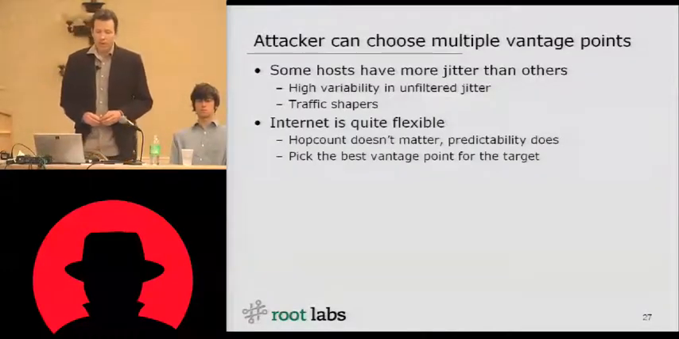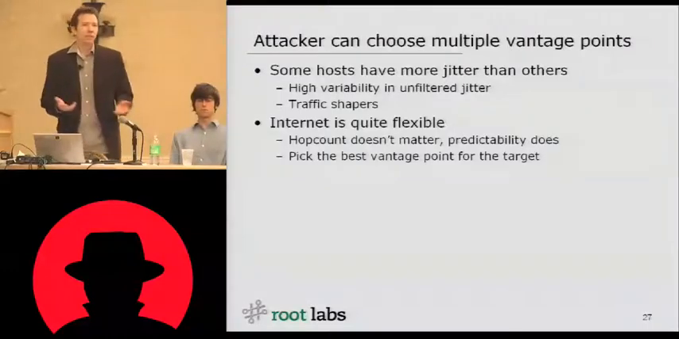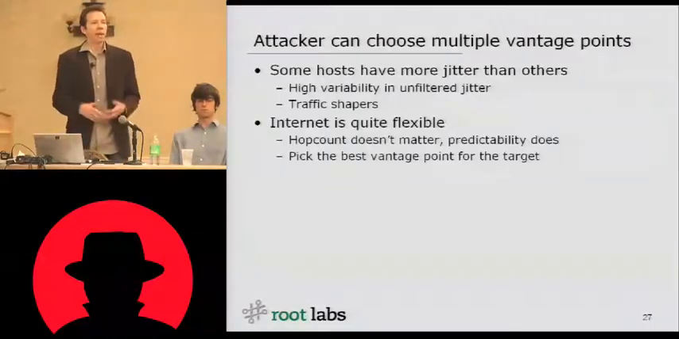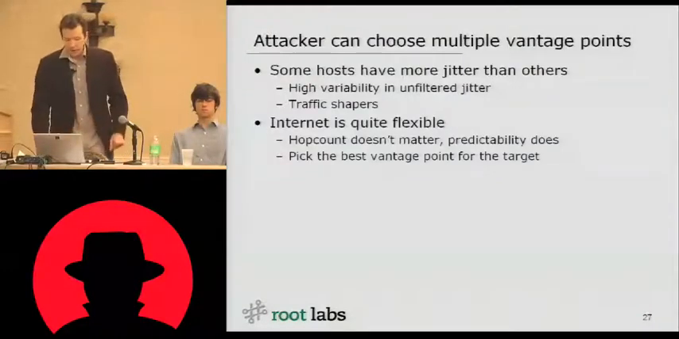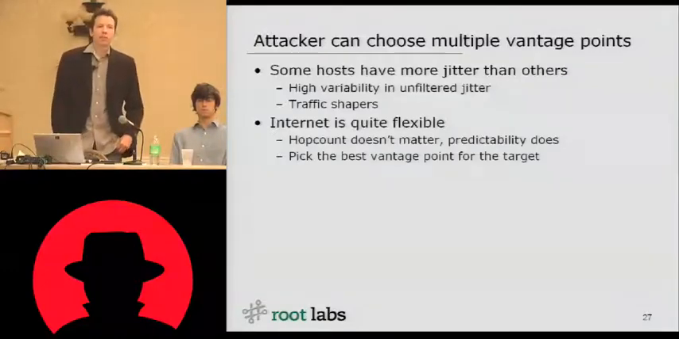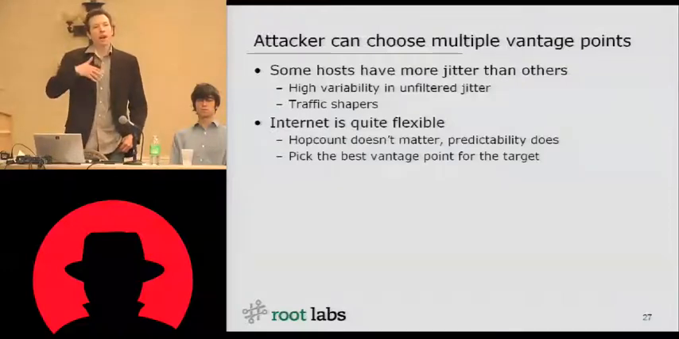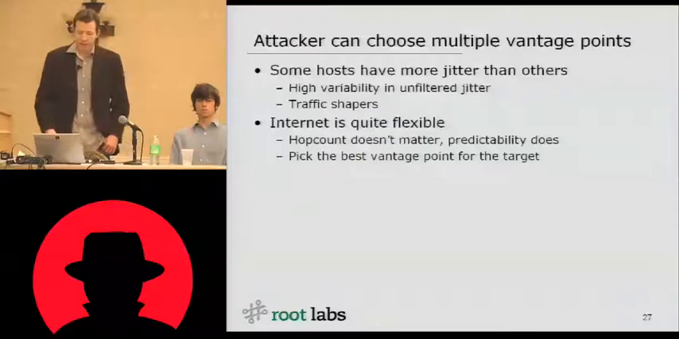If you can avoid or model the jitter in some way, let's say you know a cron job kicks off on the server at 3 a.m., you don't want to run your measurements at 3 a.m. And also traffic shapers, you want to avoid those and have as direct and clean a route to the target as possible. So the internet is quite flexible. There's a lot of different vantage points you can choose. Even if they're all the same hop count or even greater hop count away, if they have a higher quality route to the target, they may be a better vantage point.